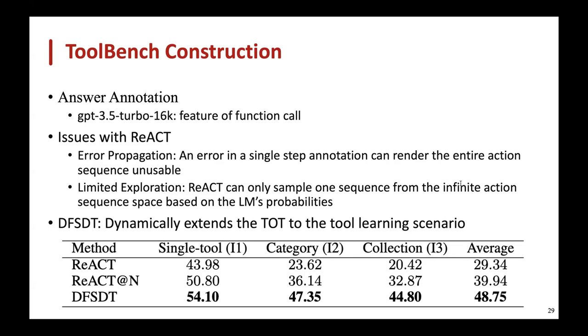DFSDT, the depth-first search-based decision tree, that we introduced in the planning module to bolster the planning and reasoning ability of large language models.